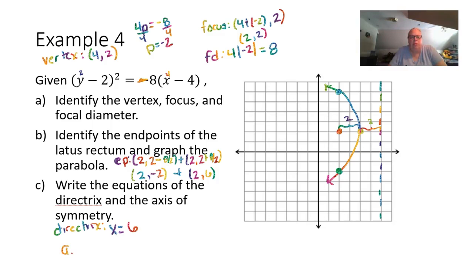The axis of symmetry, remember we want to go right through that vertex, so that's going to be this line right here. And the axis of symmetry is y is equal to 2.